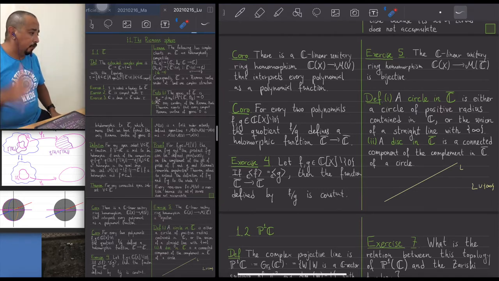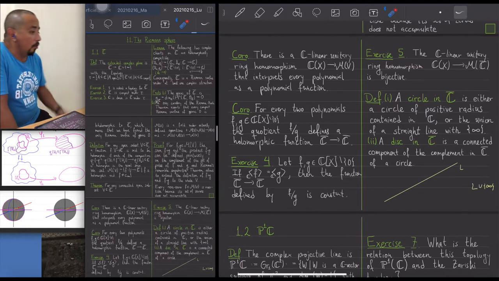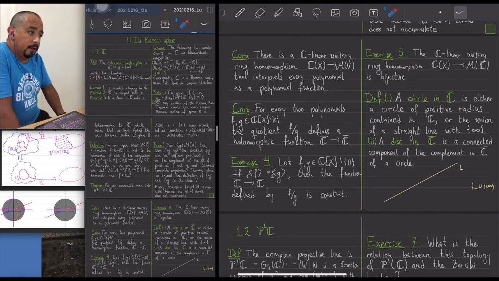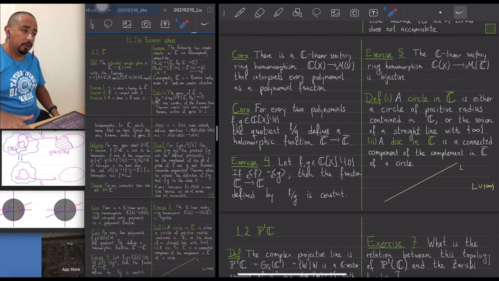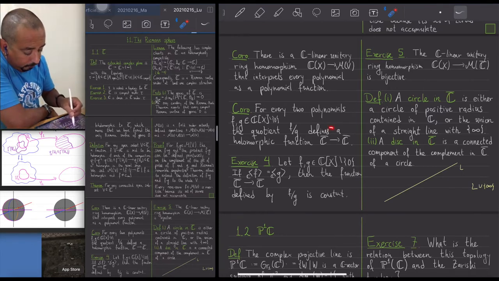Of course, the assignment that to each polynomial associates its polynomial function is a C-linear ring homomorphism that sends one to one, so it's a unitary ring homomorphism. And moreover, it actually induces an injective ring homomorphism from the field of rational functions with complex coefficients to the set of holomorphic functions from C to C.